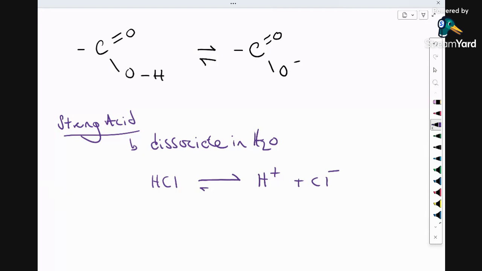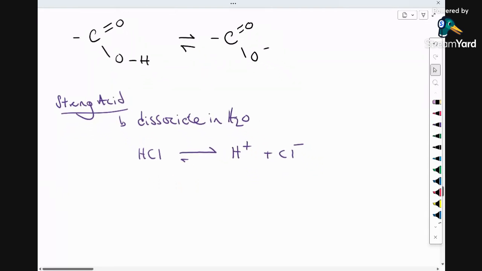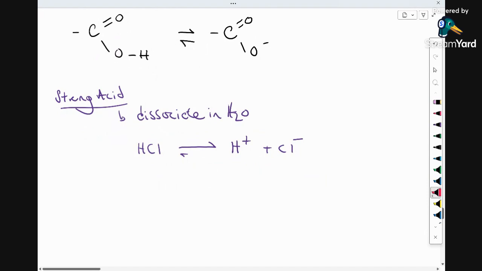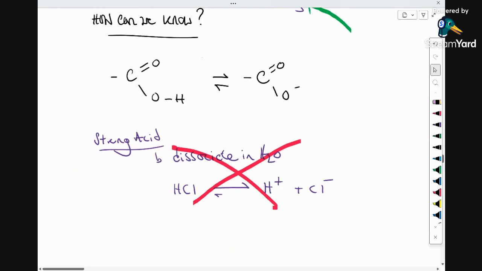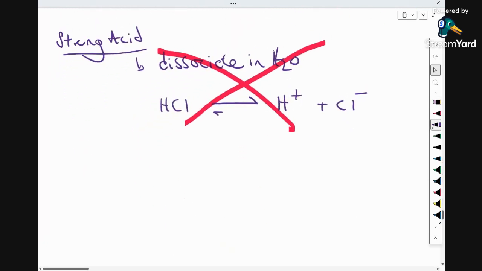However, carboxylic acid groups here are actually weak acids, so we can't assume this. So this isn't actually true. What's true is what I've drawn here, where we have an equilibrium, and whether that equilibrium massively favors the deprotonated form or the protonated form depends.